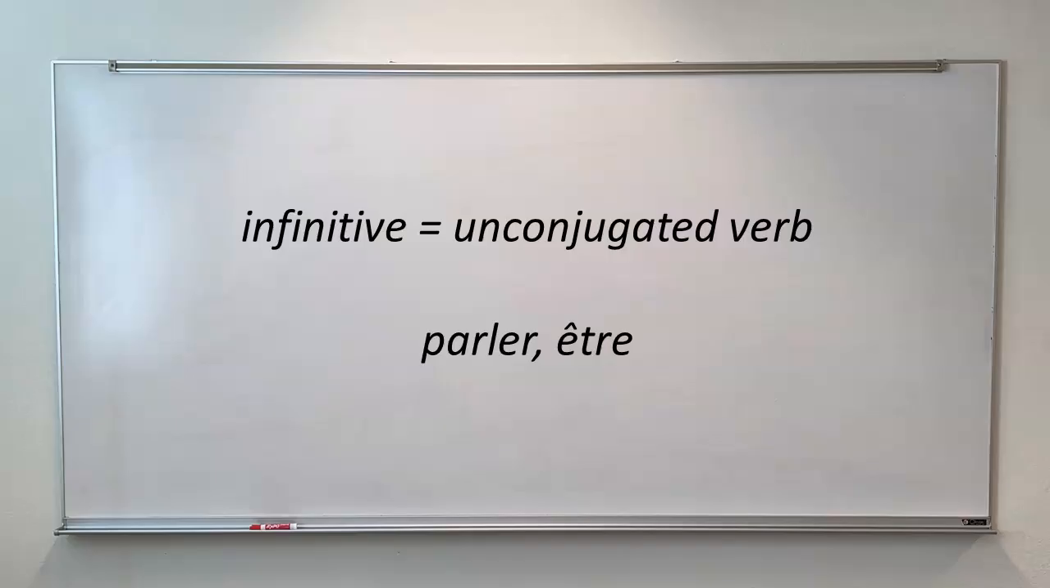An infinitive, very simply, is an unconjugated verb. Well, what is an unconjugated verb? An unconjugated verb simply does not have a subject. We don't know who's doing the action, and we don't have a time yet. We haven't decided if this is going to be past, present, or future. There's no verb tense or verb time, so to speak. Two examples of an infinitive are parler, to speak, and être.